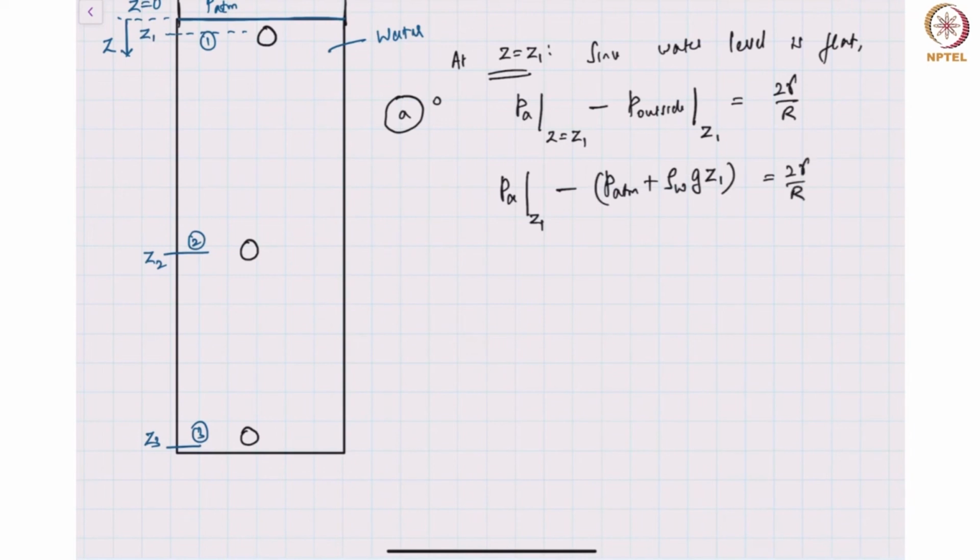That's the first case, and I can now say that the pressure at z1 is approximately P atmosphere plus 2 gamma by r, because I'm saying that z1 is very, very small. Now let's look at z2.